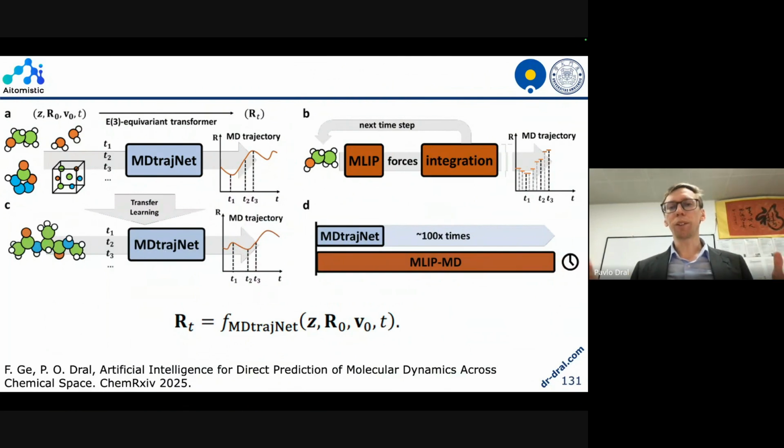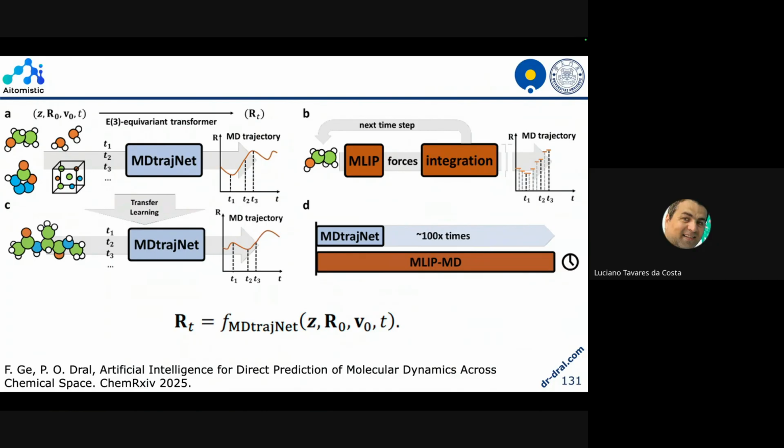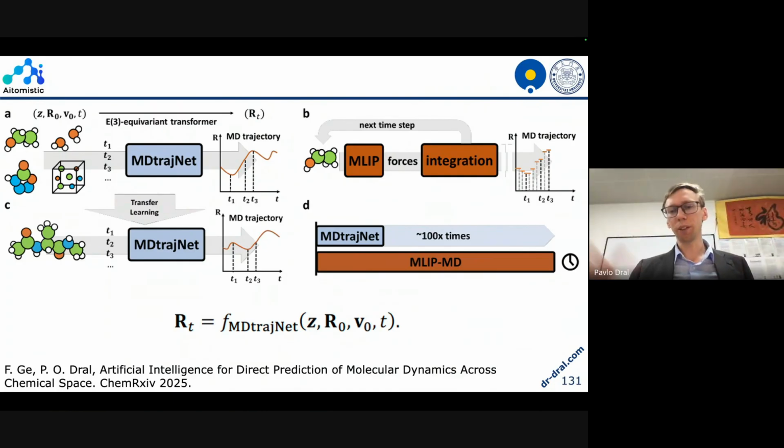Because that's the future. That's how you want to do machine learning, like accelerated molecular dynamics. Anyway, you don't want to do it step by step. That's Pavlo. Is that stable in time? Yeah, so you can do 1 nanosecond, no problem.